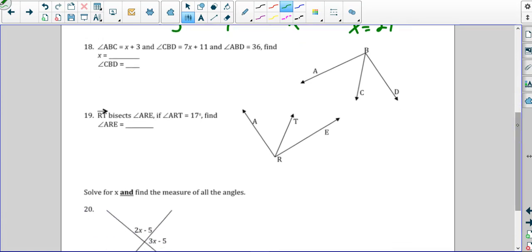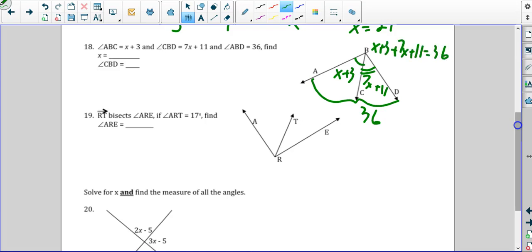Okay, number 18. ABC is x plus 3. Fill it in. CBD is 7x plus 11. And ABD, this entire thing, is 36. This plus this equals 36. X plus 3 plus 7x plus 11 equals 36. 7x plus x is 8x. 11 plus 3 is 14.